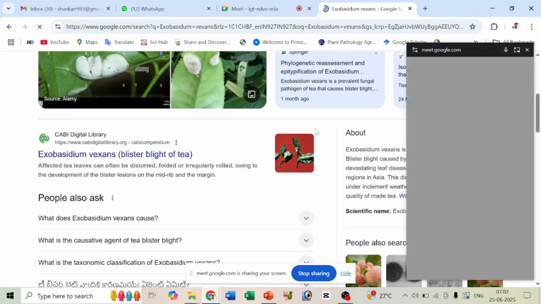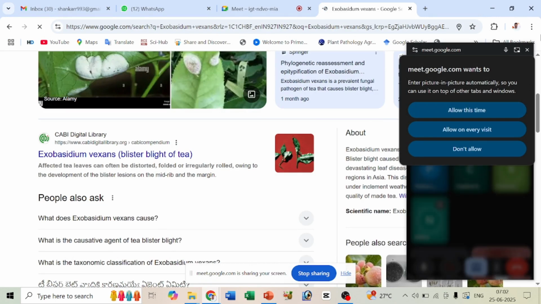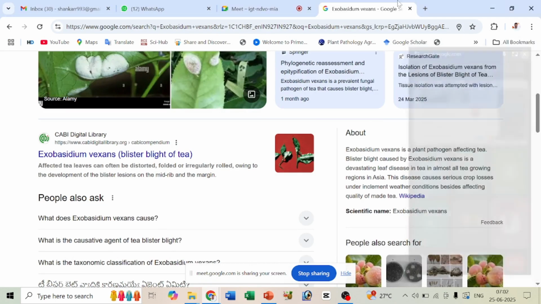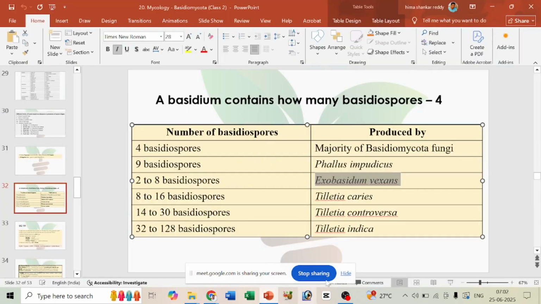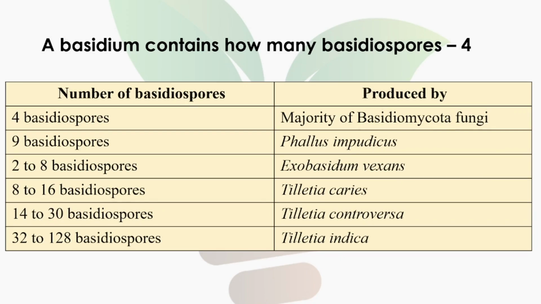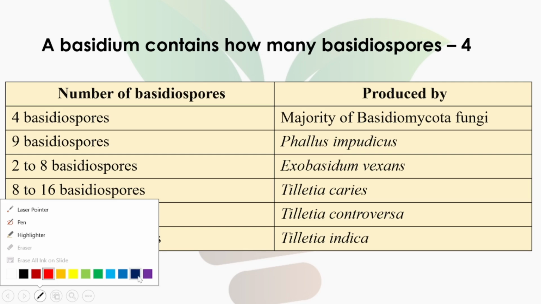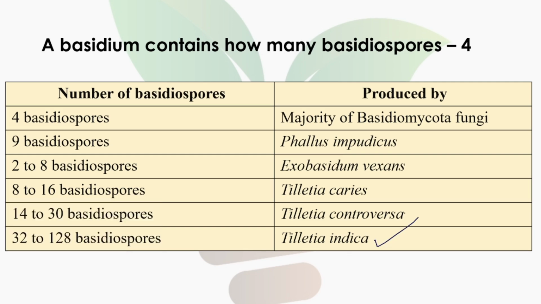Exobasidium vexans causes tea blister blight. That's right. Anyway, coming back to this point: 8 to 16 basidiospores in Tilletia caries, 14 to 30 basidiospores in Tilletia controversa, and 32 to 128 basidiospores are produced by Tilletia indica.